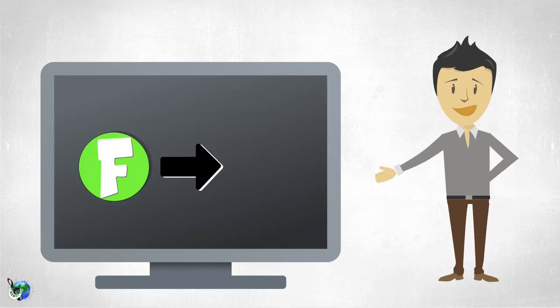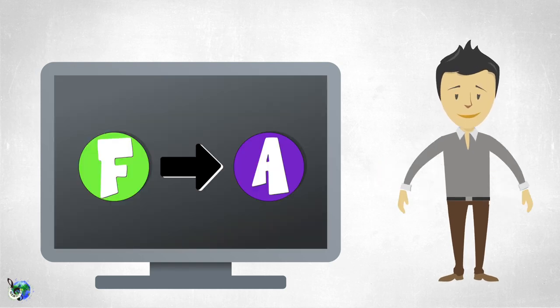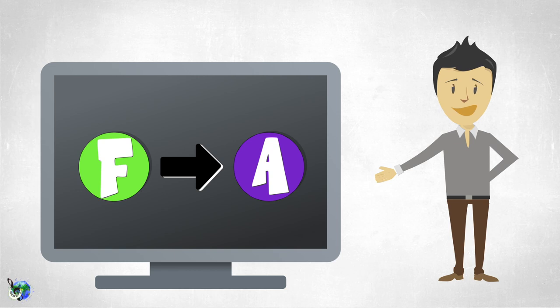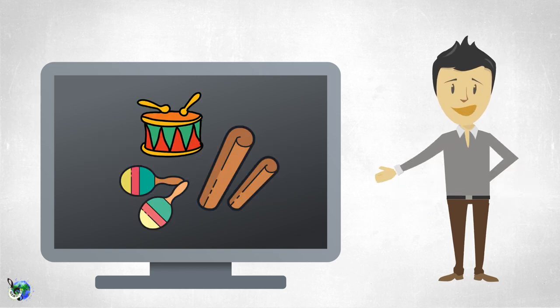If you have the F note, you will switch your Boomwhacker for the A note. If those notes are not available, then grab a percussion instrument that your teacher provides and keep a steady beat. Into the time machine to 1810.